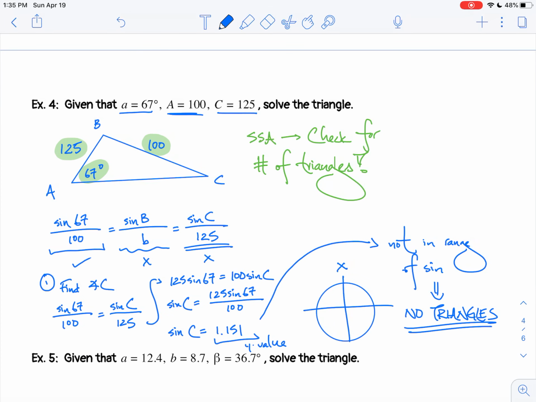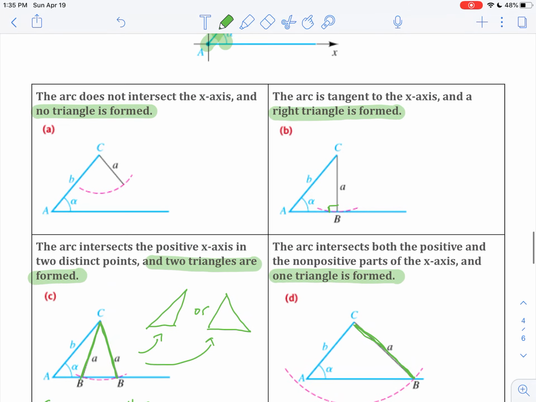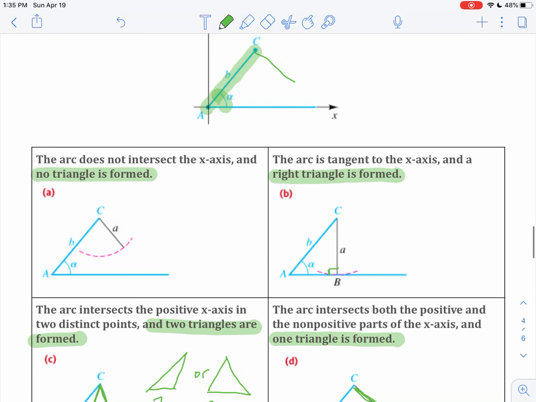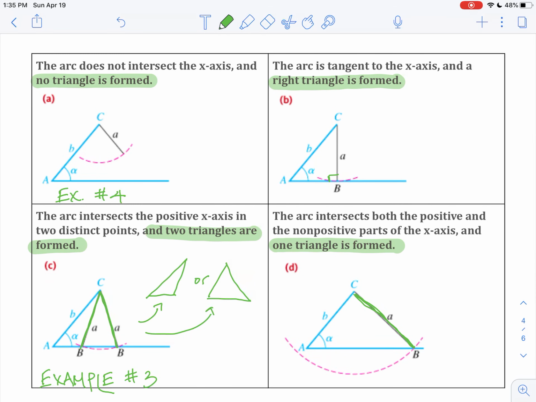So that's one way that you know that there's going to be no triangles. You try and type this into the calculator, it doesn't give you an actual value, and that's okay sometimes. What that means, and let's scroll back up for a moment, okay? What that means is that we're looking at a case like this one. So example number 4 is like this case where the side is too short so it doesn't make a triangle. Okay?